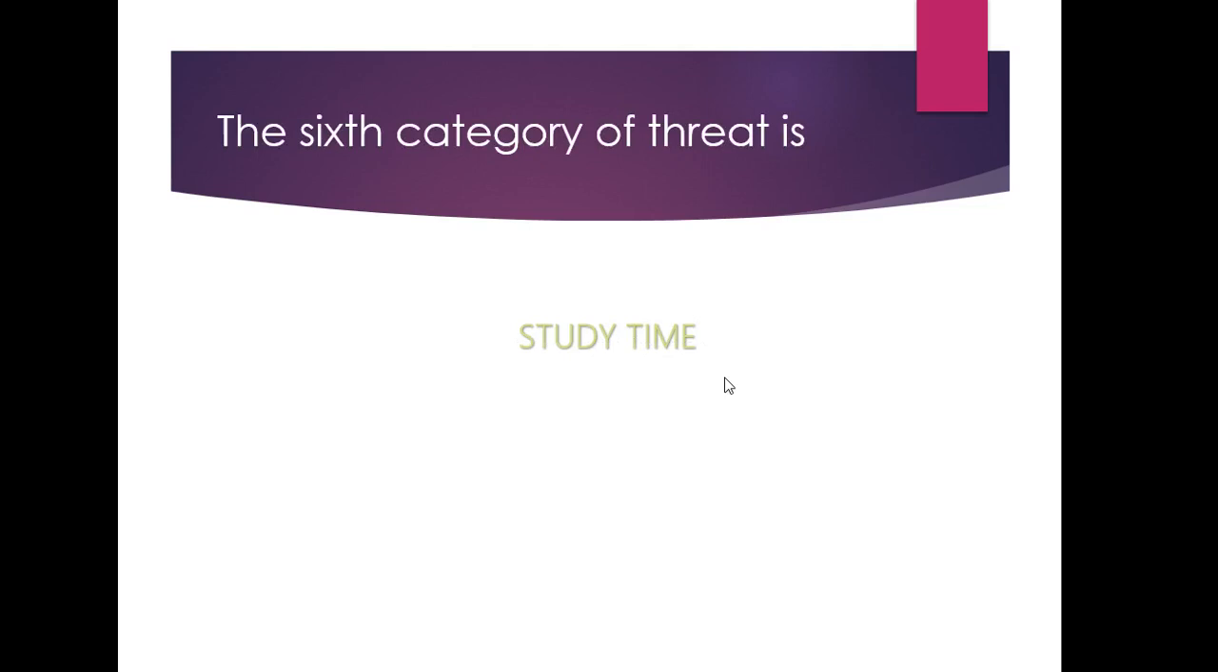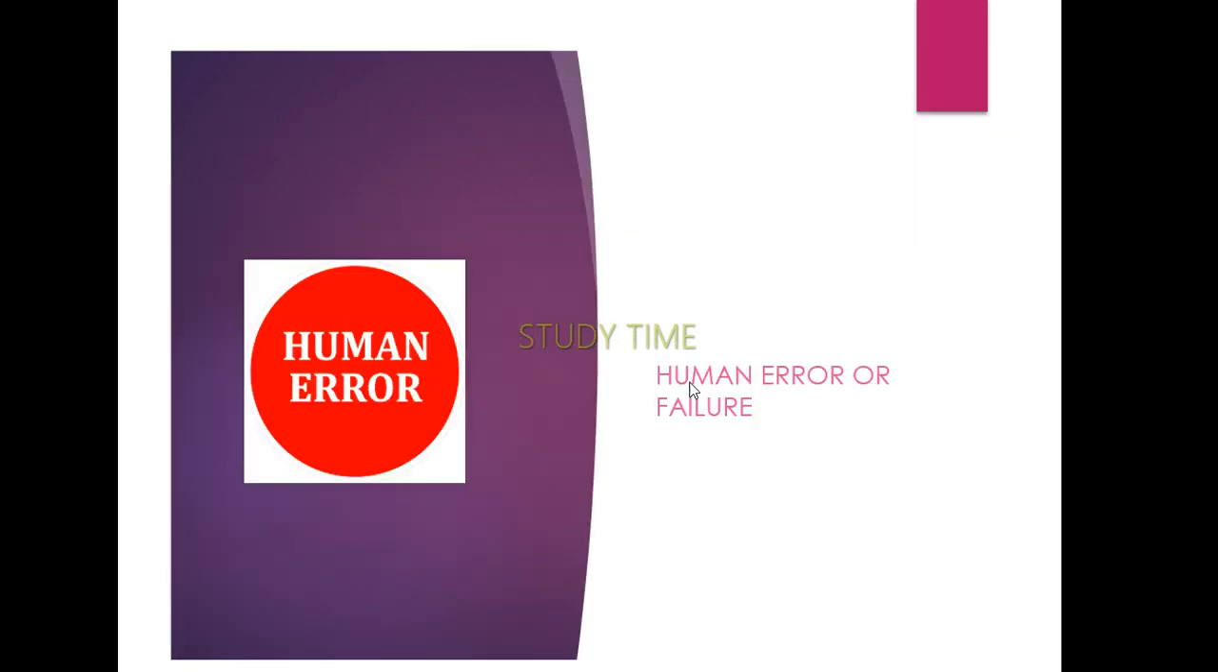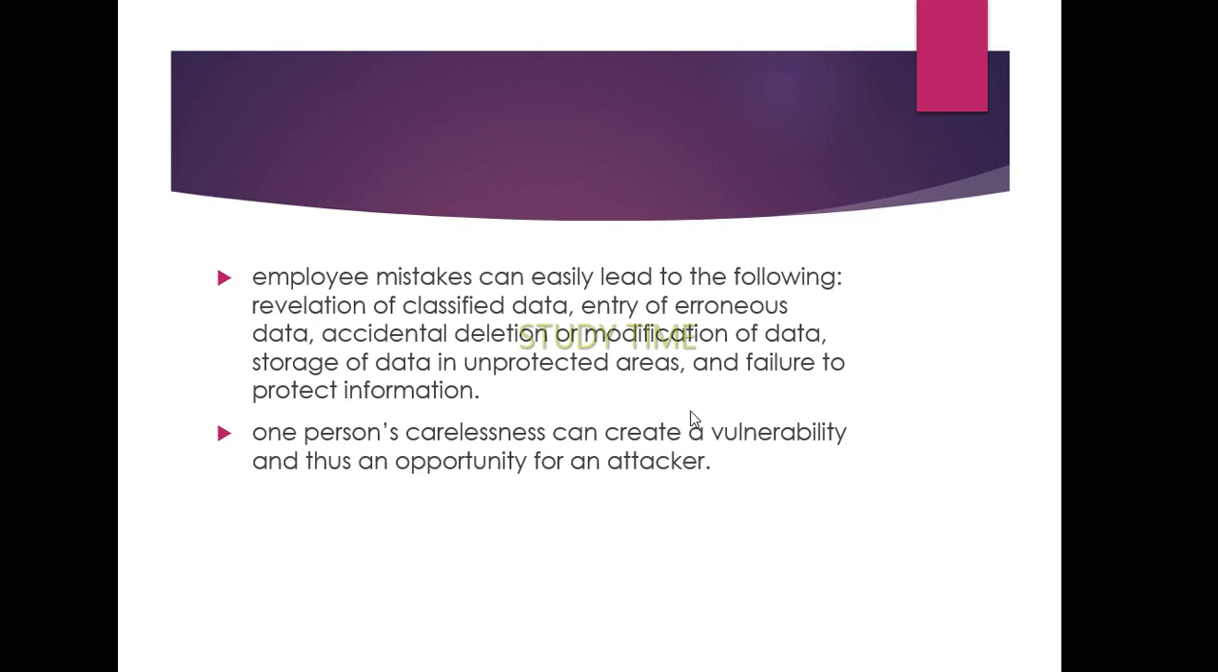The sixth category of threat is human error or failure. Employee mistakes can easily lead to the following: revelation of classified data, entry of erroneous data, accidental deletion or modification of data, storage of data in unprotected areas, and failure to protect information. One person's carelessness can create a vulnerability and thus an opportunity for an attacker.